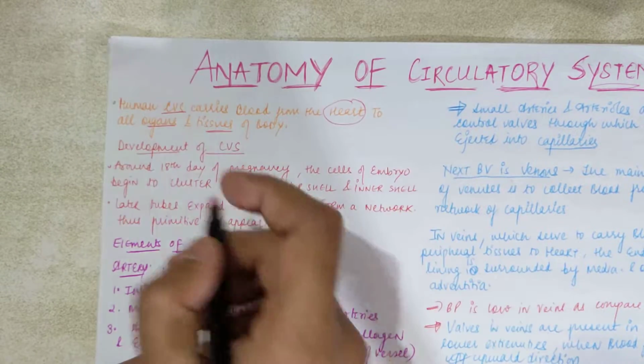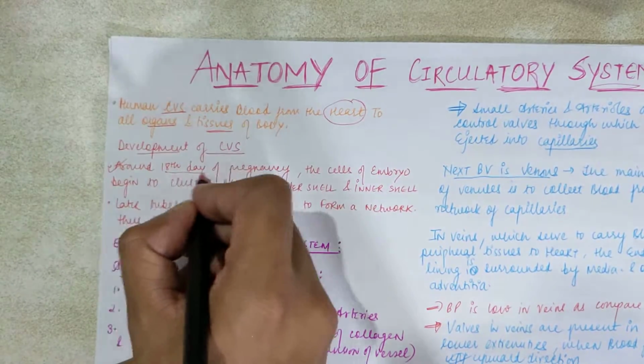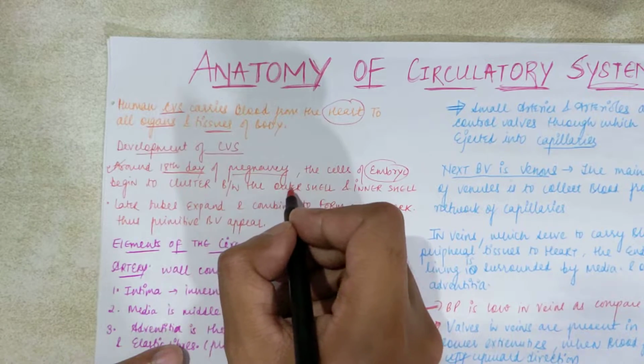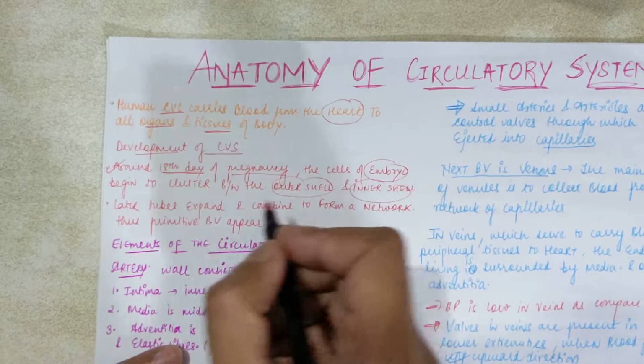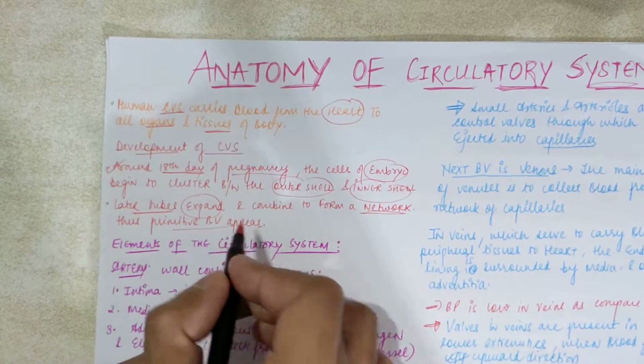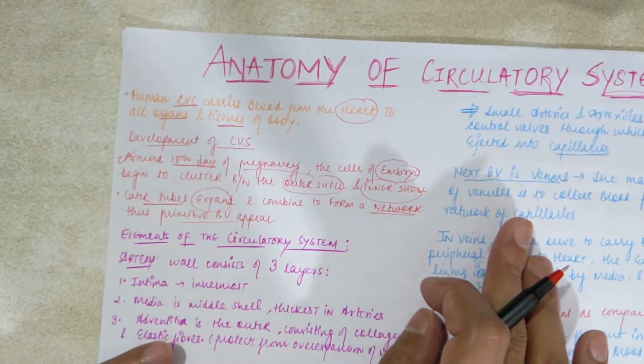Now if we talk about the development, it develops on the 18th day of pregnancy in the cells of the embryo. They form a cluster, outer cell and inner cell, and later the tubes expand and combine to form a network, and thus the primitive blood vessel is formed.